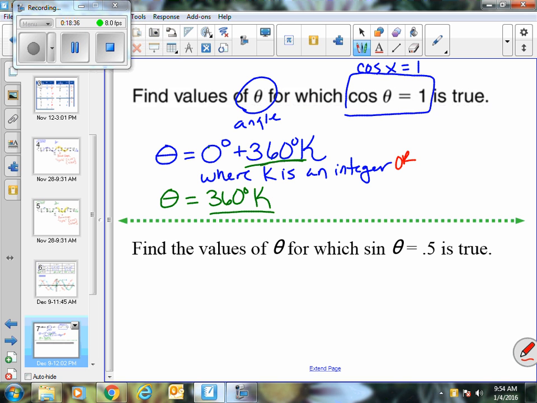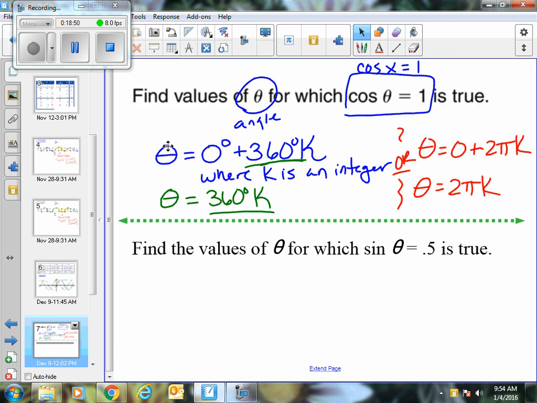Or if you want to do this in radian land, that would be 0 radians plus all the way around would be 2 pi k. Or again, redundant, you could just say 2 pi k. I'm saying or because you don't need to have both, but you need to understand that both of them are true, so it can be in degrees or radians. So when it says find the values of theta, and it's not limiting your domain at all, our domain is infinite. That means we're going to have infinitely many places because this cycles. You keep going back and forth over the same numbers.